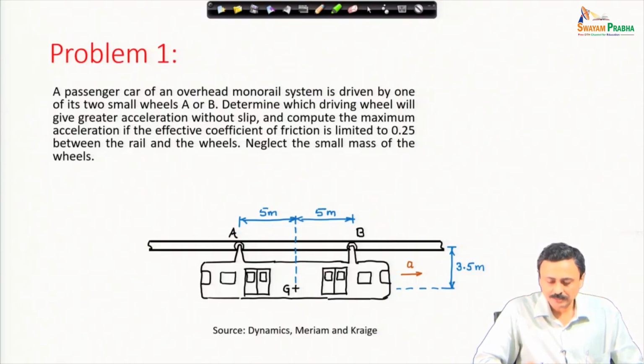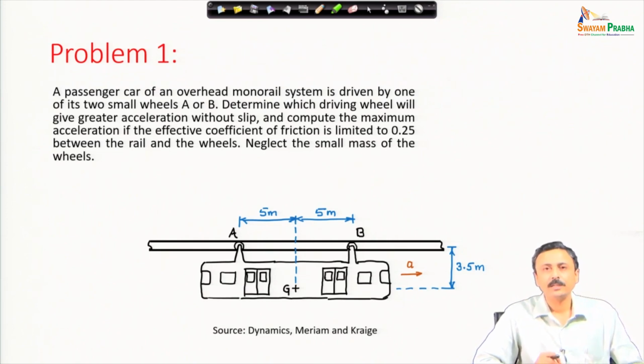This body, the passenger car, can be considered to be a prismatic body, and this is the first thing we must always check before applying the equations of planar kinetics. This is a box type of thing, and remember that these support points A and B and G, the center of mass of the body, lie on a single vertical plane.